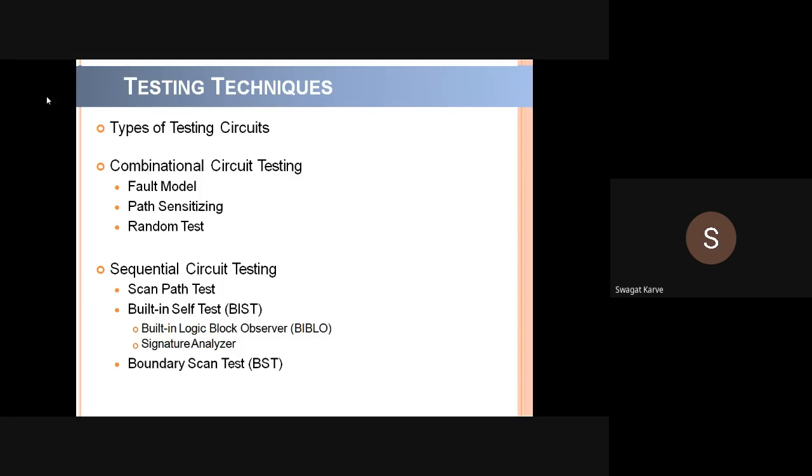So we have different testing methods for the combinational circuit. We have different testing methods for the sequential circuit.